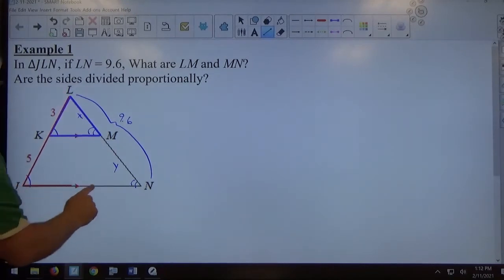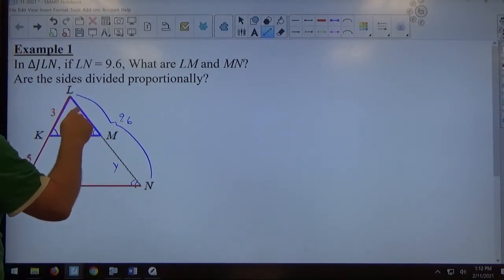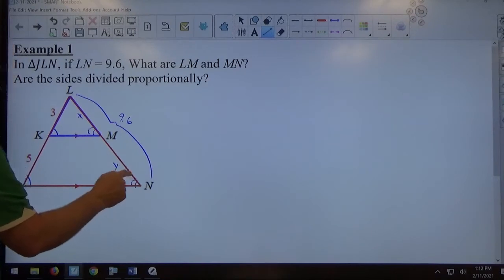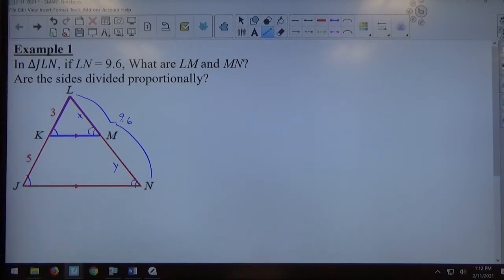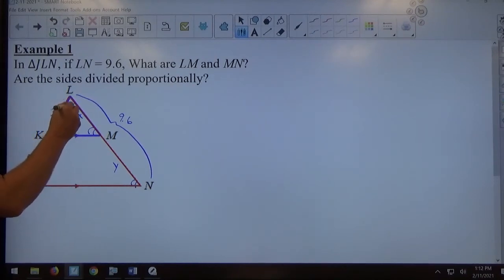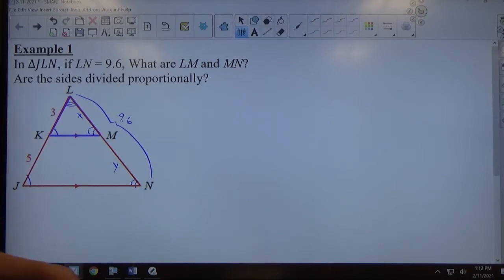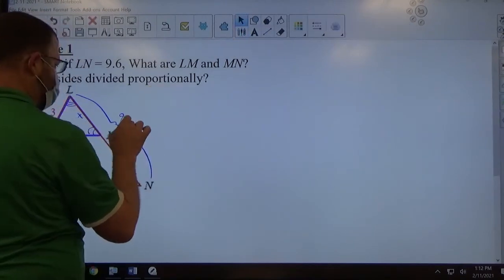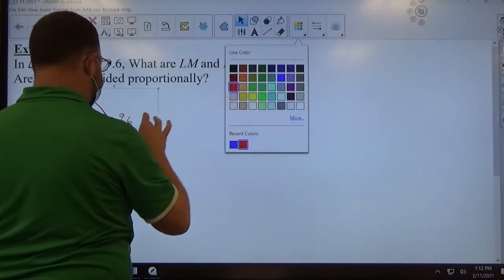So the blue triangle and the red triangle are similar to one another by angle-angle similarity. The fact that these two angles match those two angles makes them similar. This angle on top, right here, is shared by both the smaller and the bigger triangle, so it's actually angle-angle-angle similarity if you go that far. Now, with that in mind, let me just change the color here. Make that red.